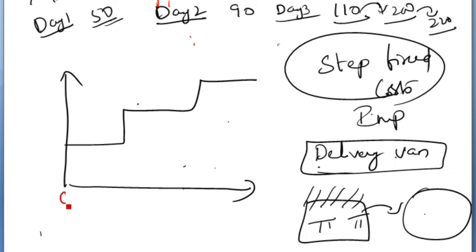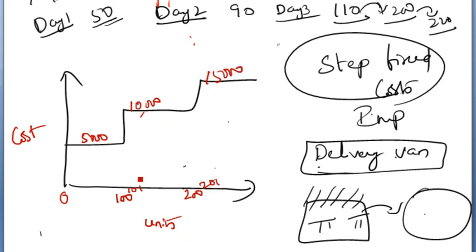See here. This is output or units on x-axis. This is cost. So 0 to 100. What is the expenditure? 5,000. Right? 101 goes all the way to what? 10,000. From 101 to 200, it is how much? 10,000 only. Now 201, it goes all the way to how much? 15,000. You see that? So delivery van expenses is the best example for which cost?